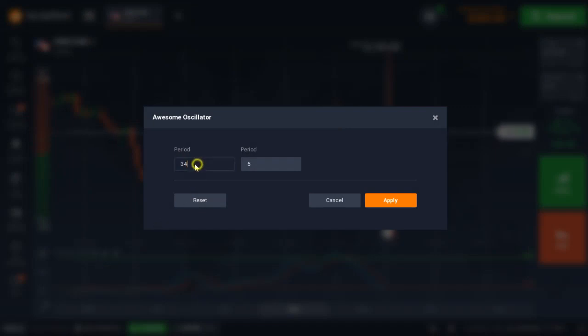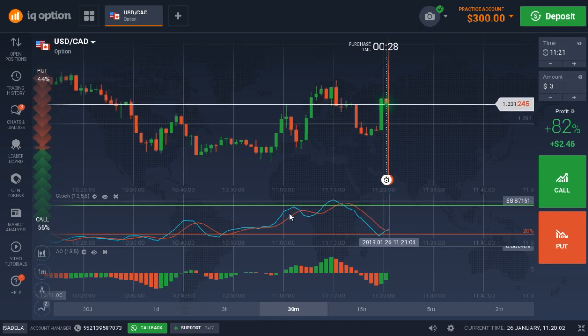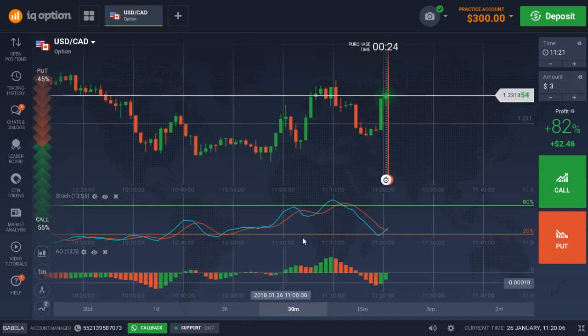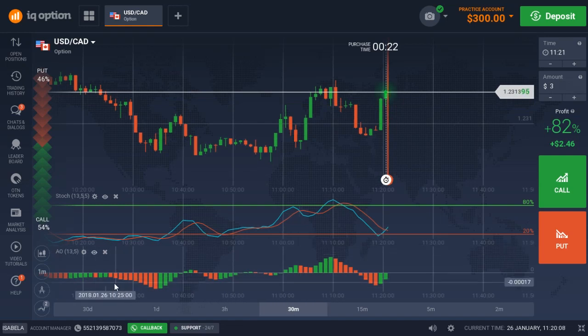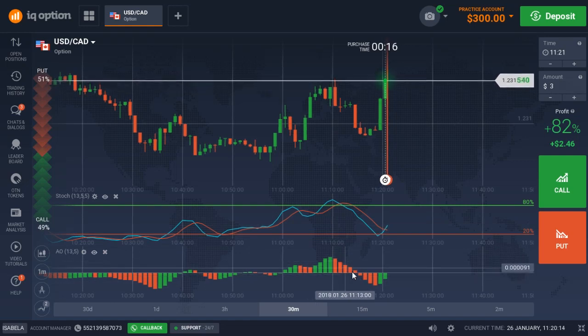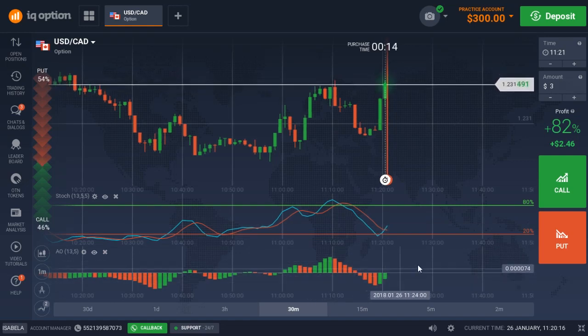And the awesome oscillator we're going to set to 13 and 5 and apply. Okay? So now we have two indicators. The awesome oscillator is another oscillator that is going to help us decide if the market is going down or if it's going up.